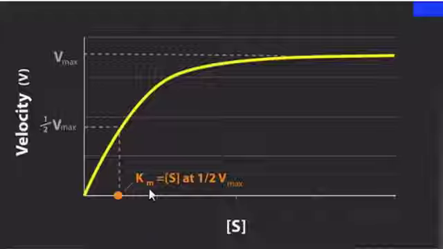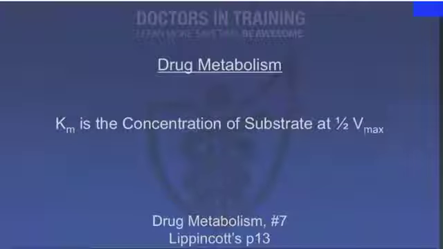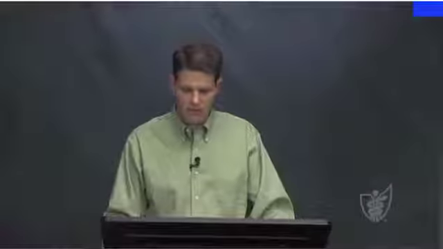The next concept we're going to talk about, which you can also see in the graph, is Km. Now Km is called the Michaelis constant. And Km reflects the substrate or drug concentrations. Km is the concentration at 1/2 Vmax. So Km reflects the affinity of the enzyme for the substrate.